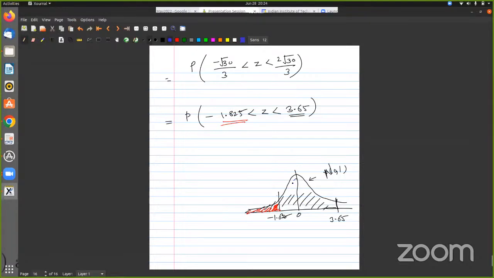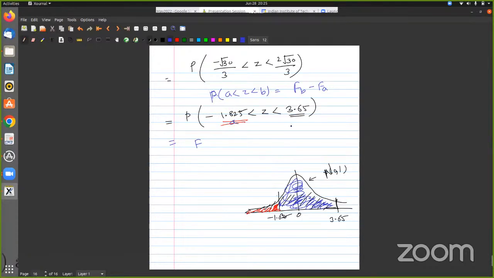So this is FZ of my area of interest, right? FZ of 3.65 minus... So this is actually, I think you guys know that, right? The probability that Z is between, let's say, A and B is nothing but F of B minus F of A, from the CDF. Yes, CDF. It was there in week 4.